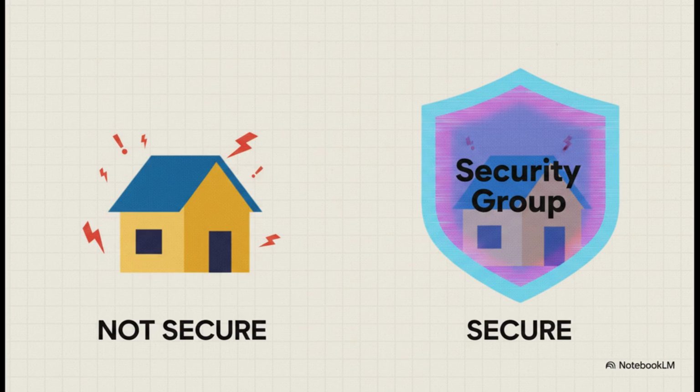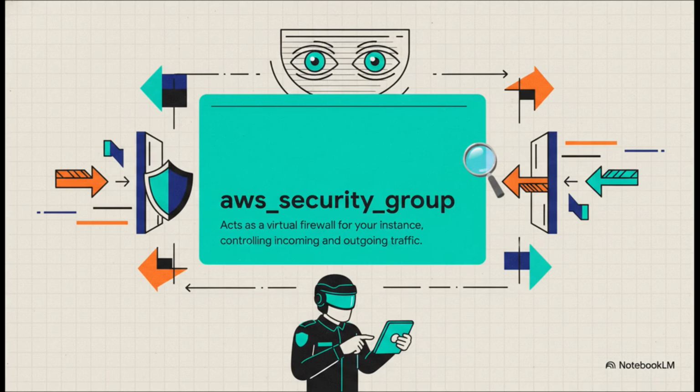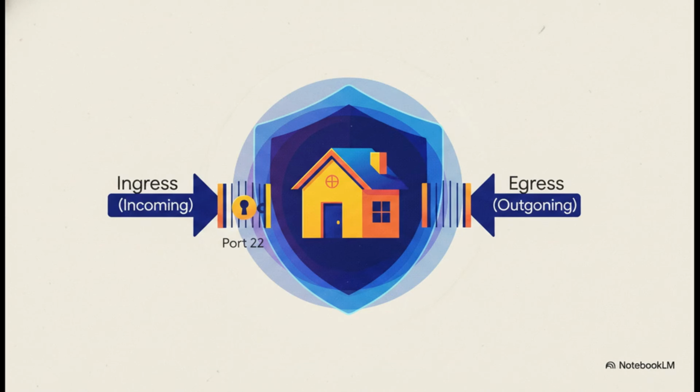Great, the house is connected, but it's not secure. We need a firewall or an AWS security group. This thing is like a bouncer for your server, controlling exactly what gets in and out. So we can set rules for incoming traffic, like letting you log in, and for outgoing traffic.